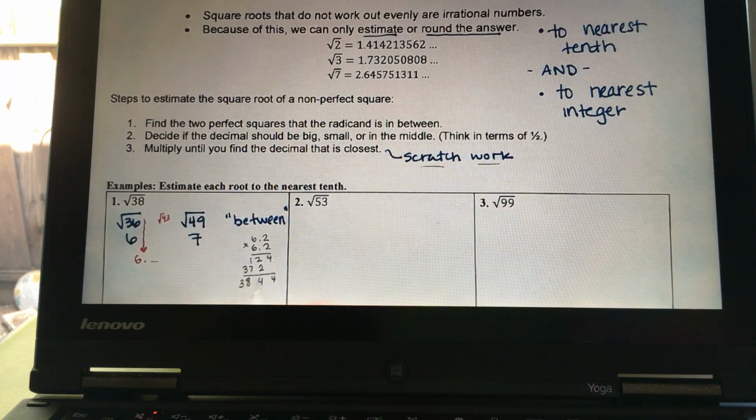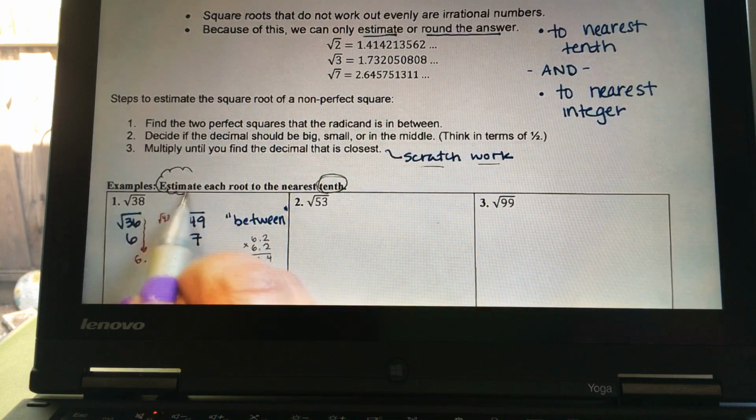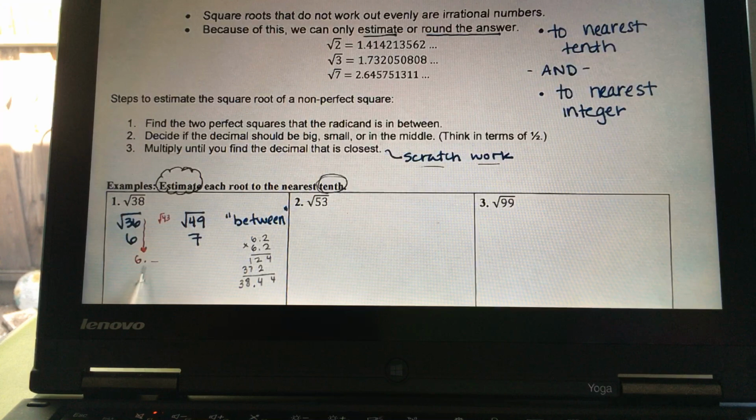Do my multiplication, 2 decimal places, 38. Wow, that was actually a great guess. Again, we're rounding to the nearest tenth, so I would only look at trying 6.1, 6.2, 6.3. My first guess, 6.2, was actually really right on. It's a little bit above 38, but again, we are estimating. Estimating means getting as close as we can.